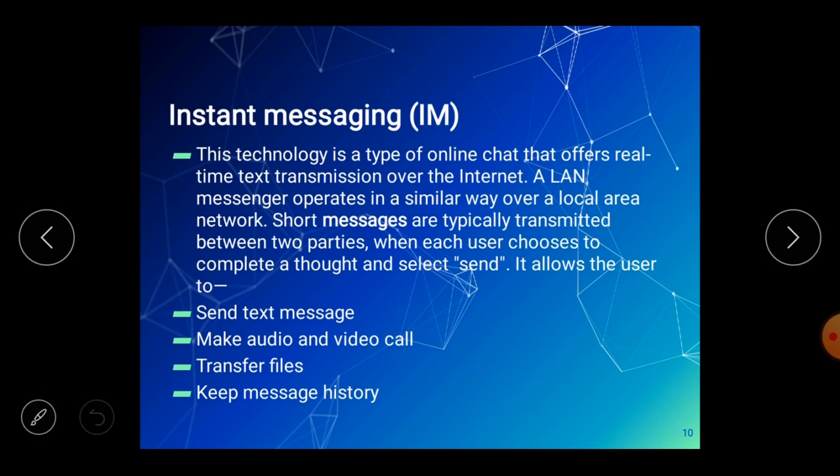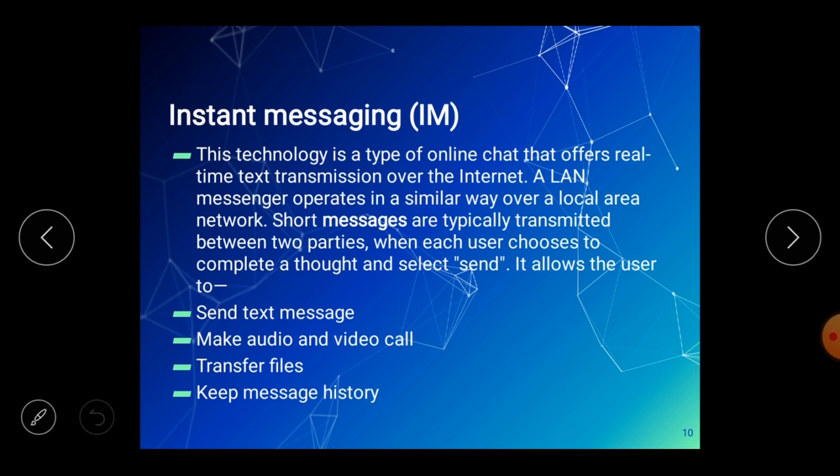Now the next topic we have is instant messaging. You can understand instant messaging when we compare it with WhatsApp. When we are chatting online, it means we are chatting in real time. We are sending the data and someone else is receiving the data and responding to it. This type of message service is called an instant messaging service.